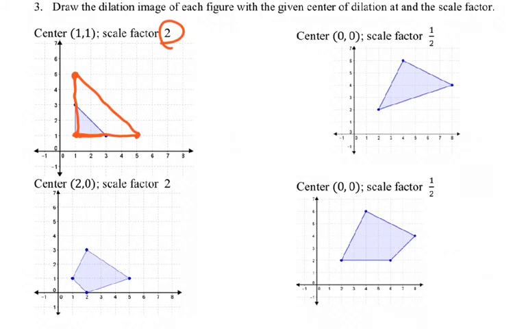Let's go down to the center being at 2, 0, and the scale factor is again 2. 2, 0 is this point. It's really important that you locate your center of dilation first and then look at what you need to do. So instead of going back 1, up 1, I'm going to do that twice, so 2 and 2. This is going to be my point right there. And then the next one, instead of going up 3, I'm going to go up 6.